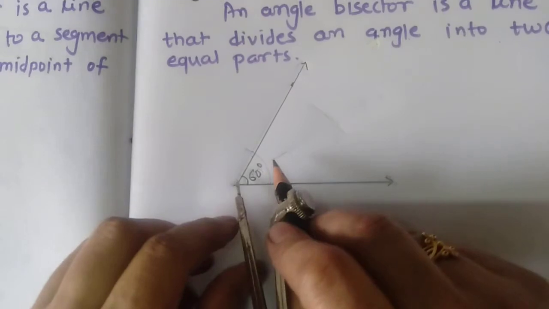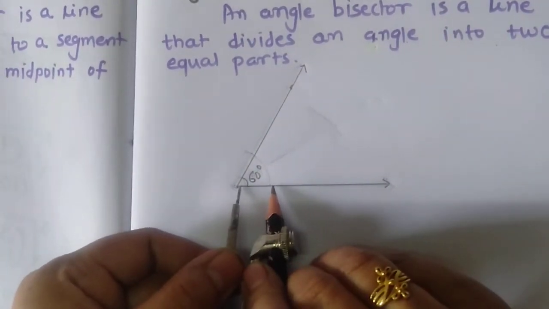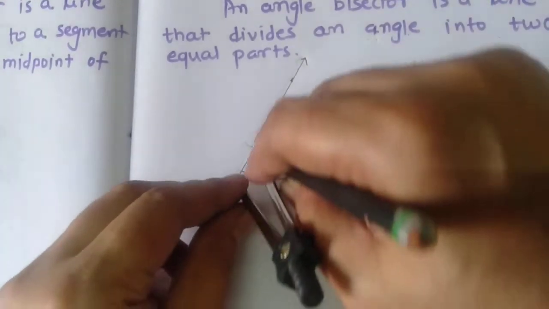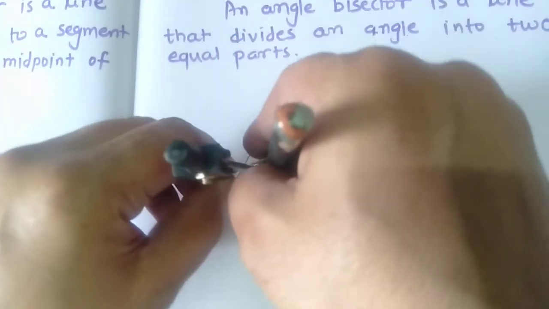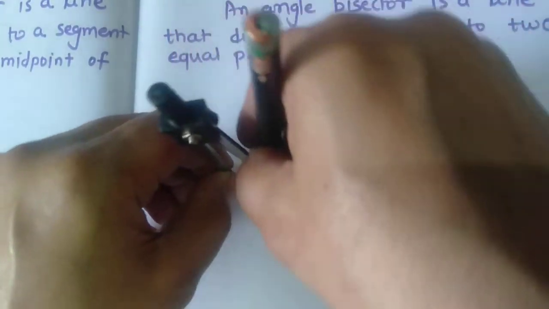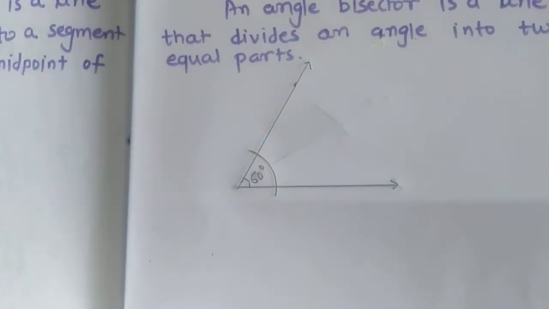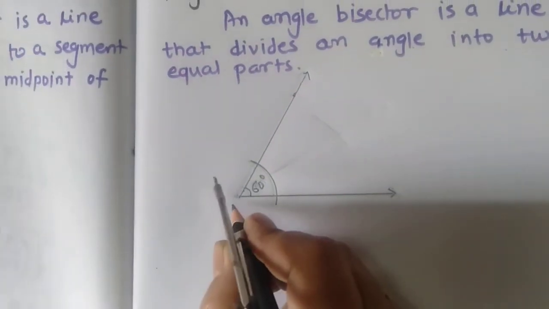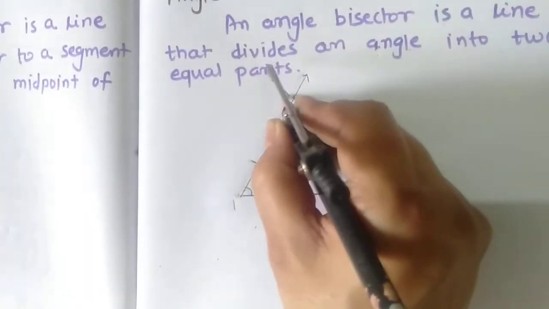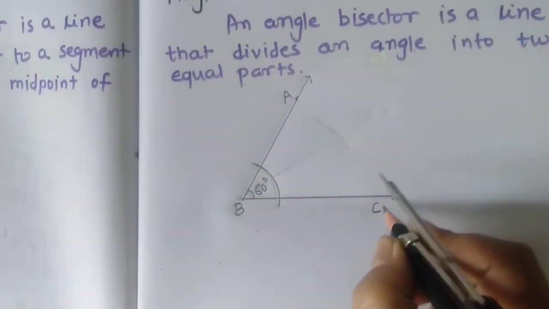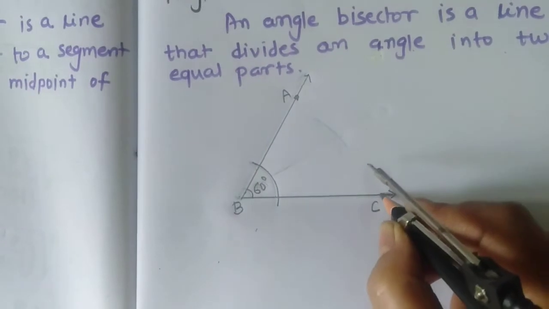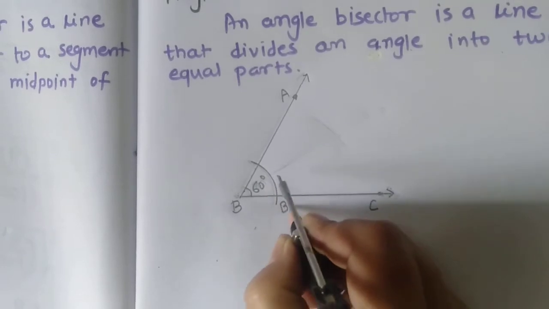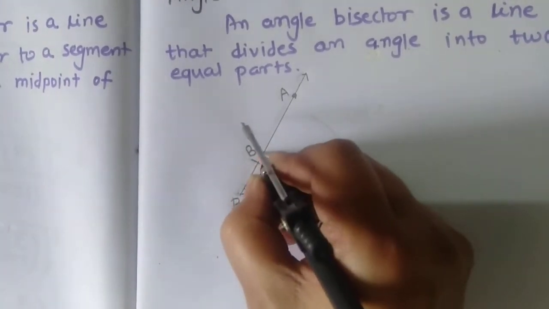Now take the compass, keep less than half distance, any convenient distance in the compass, and draw the arc which touches both arms of the angle. See here. Then we got the two intersection points here. Give the labels. Suppose this is the angle ABC. So this first cutoff is B1 and second is B2.